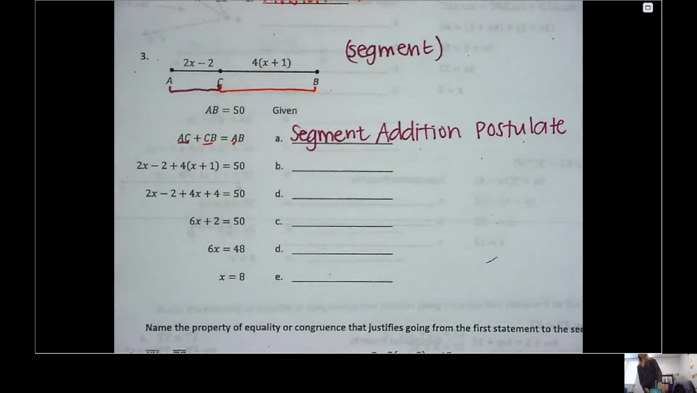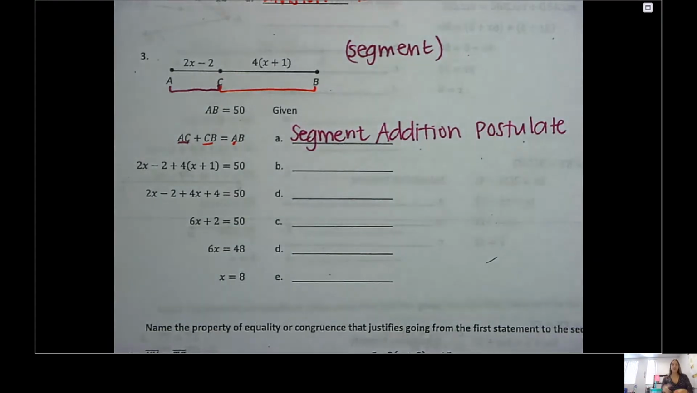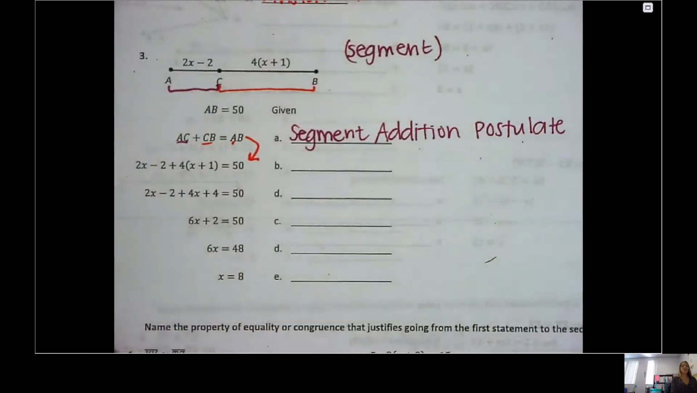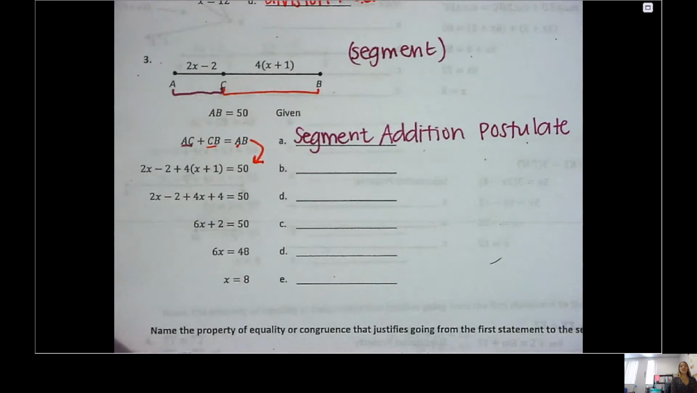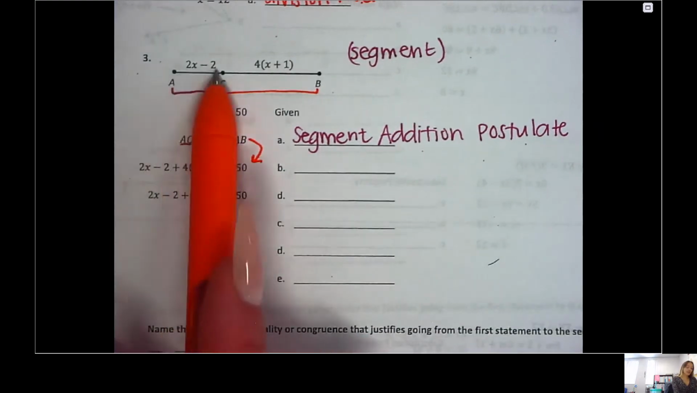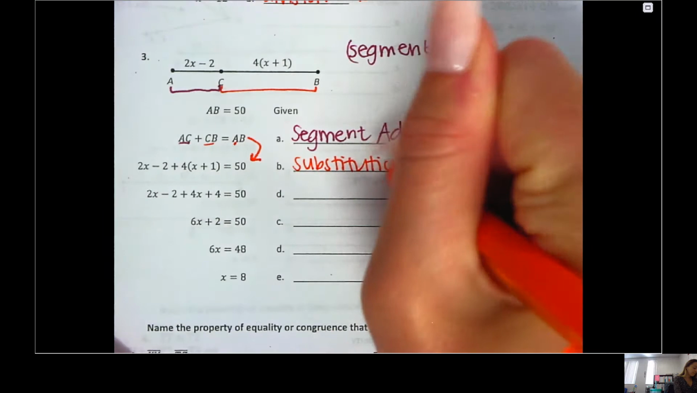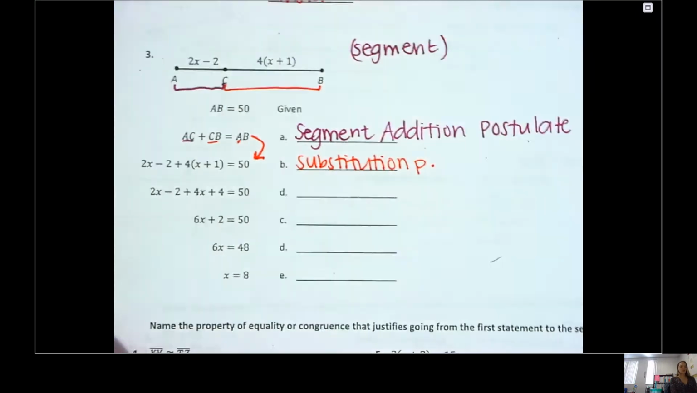All right, segment addition postulate. Now, to get from here to here, what's happening? I'm substituting, exactly. So I'm taking the equations and I'm plugging them in. They're taking their place. So this is the substitution property. I'm plugging it in.